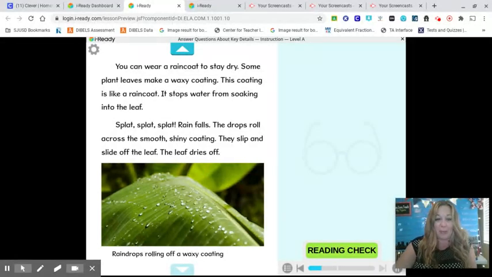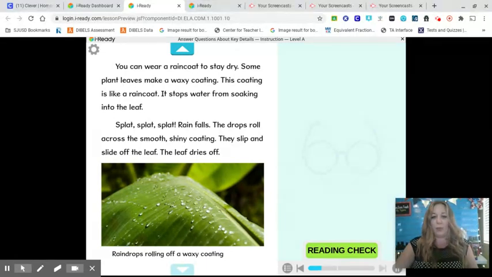Splat, splat, splat, rain falls. The drops roll across the smooth, shiny coating. They slip and slide off the leaf. The leaf dries off. Let's look at our picture. Raindrops rolling off a waxy coating. So I'm seeing a raincoat and I'm seeing wax. Both things are going to help either me or the plant not get wet.